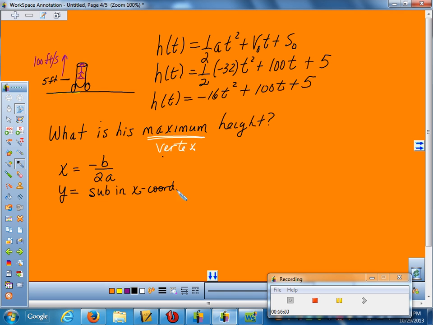So, if you're wanting the maximum height, you have to do x is equal to negative b over 2a. So in this case, what's negative b over 2a?